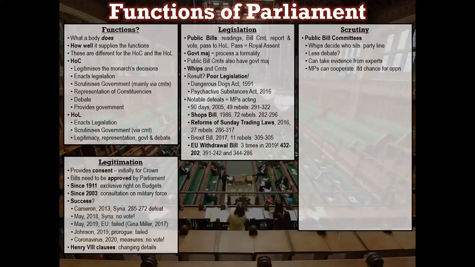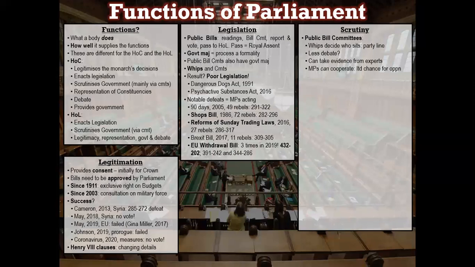However, there is an opportunity to take evidence from experts. They can call for written evidence from experts, they can call for witnesses themselves, and they can discuss things with interested parties or parties that may be affected by the law. And that means there is an opportunity to discuss the impact of the law. So although there might not be a large amount of debate, and although the chances of changing this are relatively small, at least there's been some attempt to assess the impact of a new law.